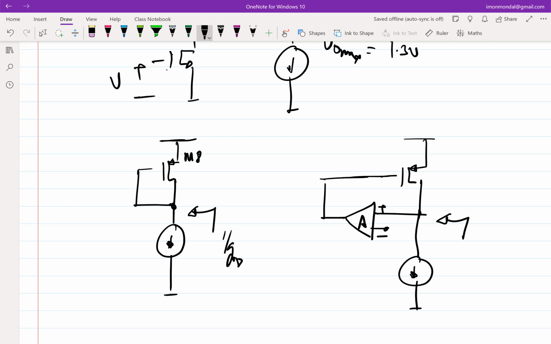By the way, we have a loop. Is the loop in negative feedback? What happens if I increase this? This voltage increases, so this voltage increases. So the loop is a negative feedback. So what is the output impedance? Calculate and tell me.